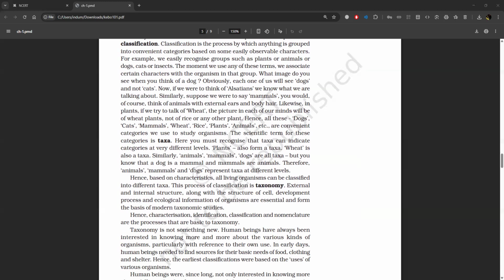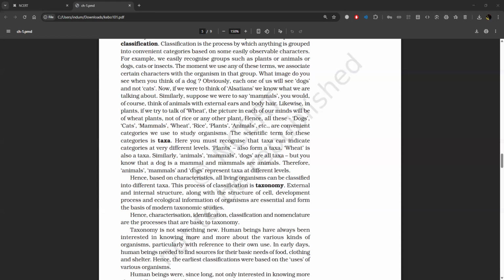What image do you see when you think of a dog? Obviously, each one of us will see dogs and not cats. Now, if we were to think of a lion, we know what we are talking about. Similarly, suppose we were to say mammals. You would, of course, think of animals with external ears and body hair. Likewise, in plants, if we try to talk of wheat, the picture in each of our minds will be of wheat plants, not of rice or any other plant.